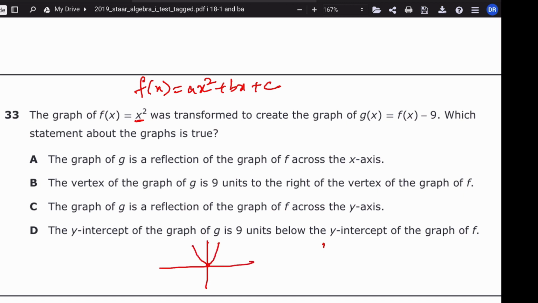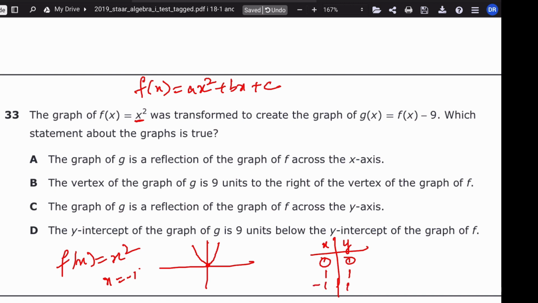If you take x and y values, suppose f(x) is equal to x squared, isn't it? So if you are taking x equal to 0, y is also equal to 0. If x is equal to 1, y is also equal to 1. If x is equal to minus 1, then also y is equal to plus 1, because minus 1 whole squared is 1.